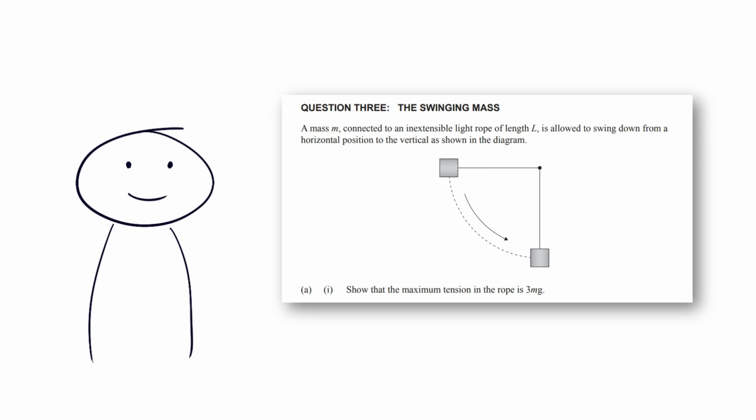This is one example from 2019. The question is, a mass M connected to an inextensible light rope of length L is allowed to swing down from a horizontal position to the vertical as shown in the diagram. Show that the maximum tension in the rope is 3 mg.